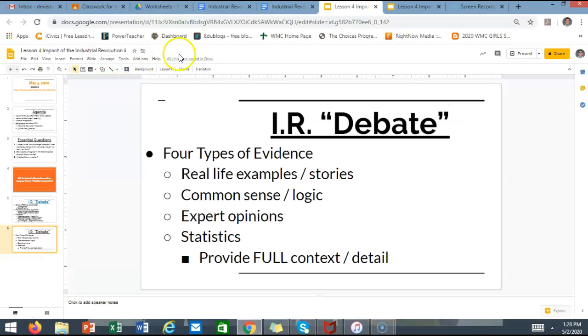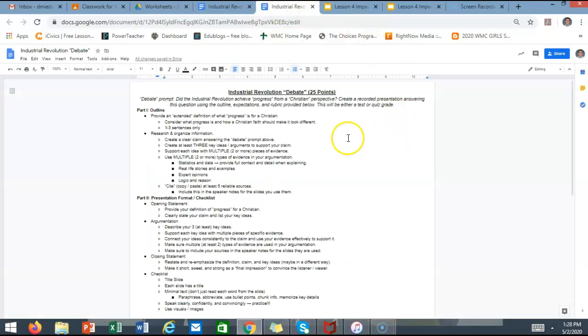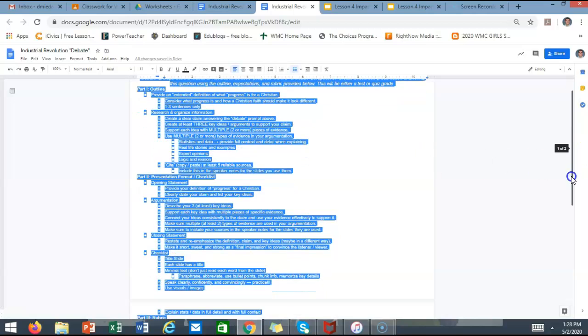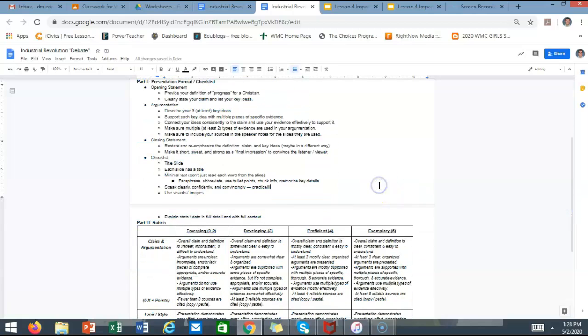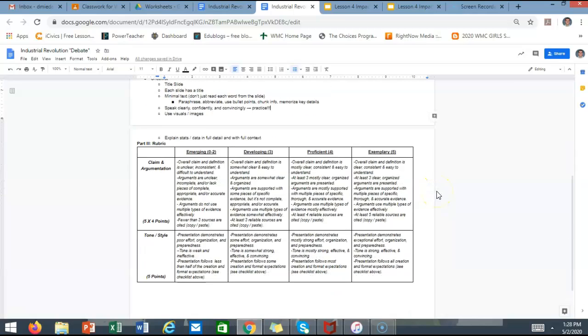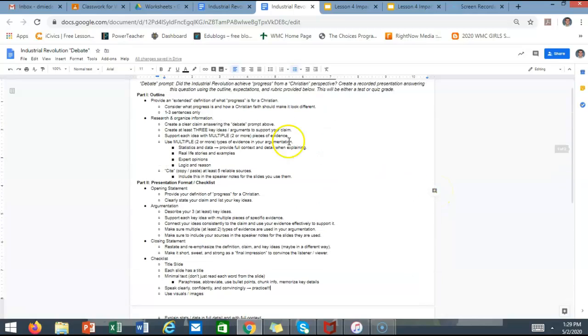Real quickly, there are 2 things posted to help you with this. One is the outline, expectations, and if we scroll down, the rubric. This is worth 25 points. All the details you need to know are listed here, so I'd strongly encourage you right away to read through this. And if you have questions about anything, reach out to me right away.